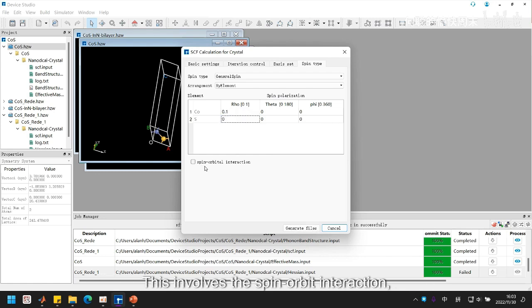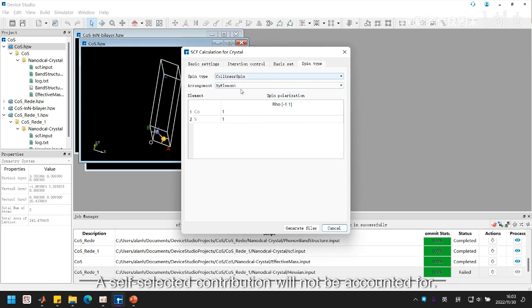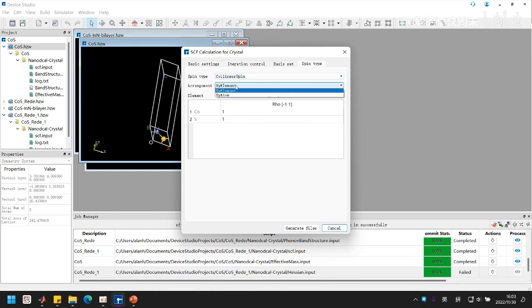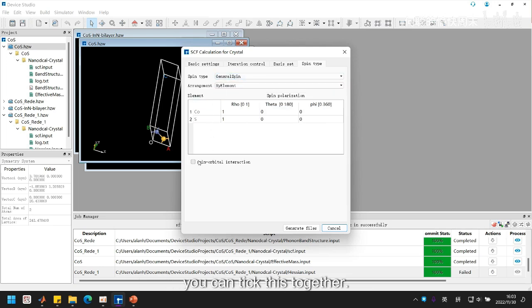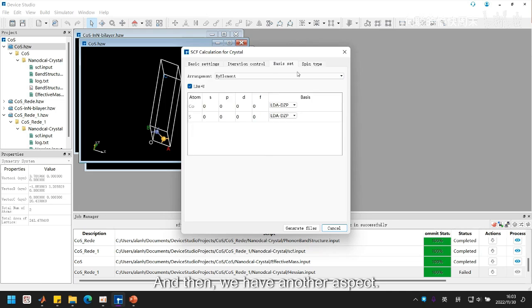This involves the spin-orbit interaction, which can also be examined. A spin-orbit contribution will not be accounted for. If you consider this general information, you can take this together. And then we have another aspect.